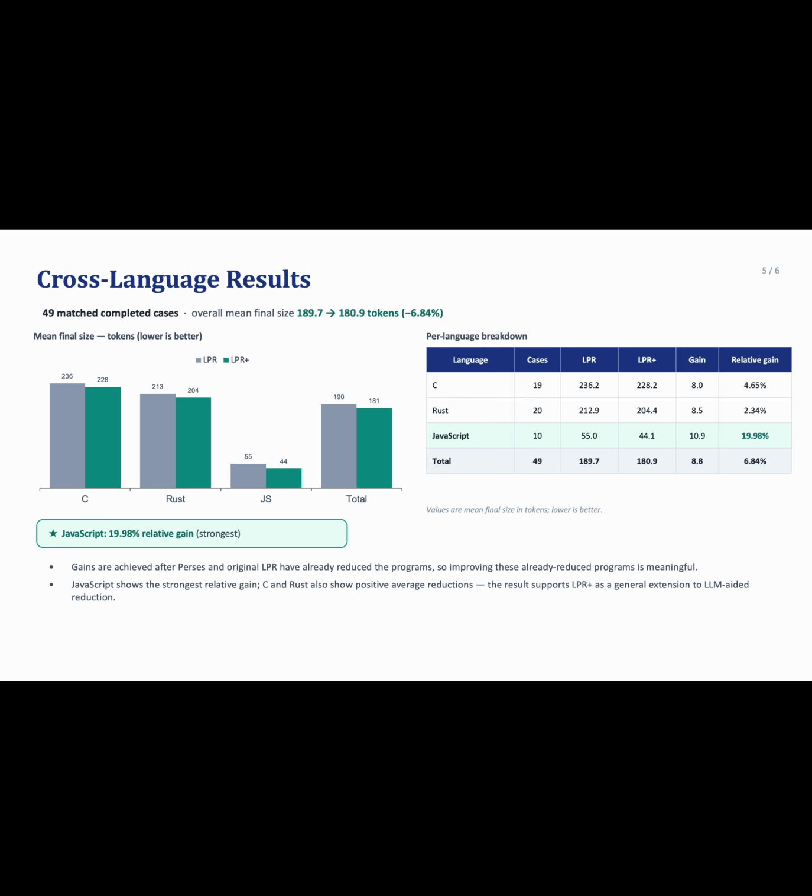Across 49 matched completed cases in C, Rust, and JavaScript, mean final size drops from 189.7 to 180.9 tokens, about a 6.84% improvement. As you can see, JavaScript improves the most, nearly 20%, while C and Rust also show positive average reduction.